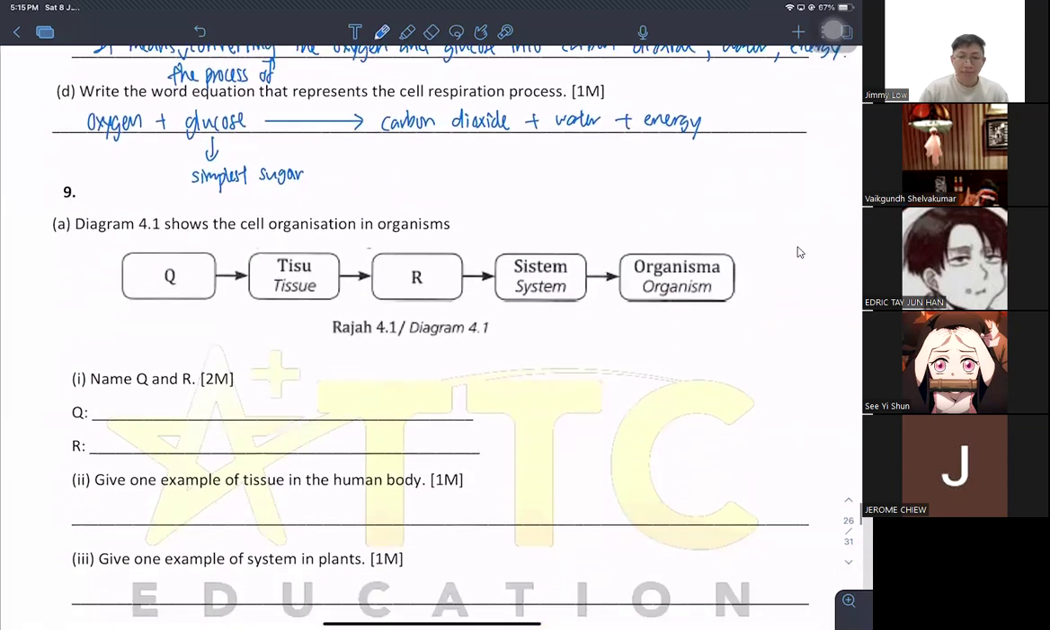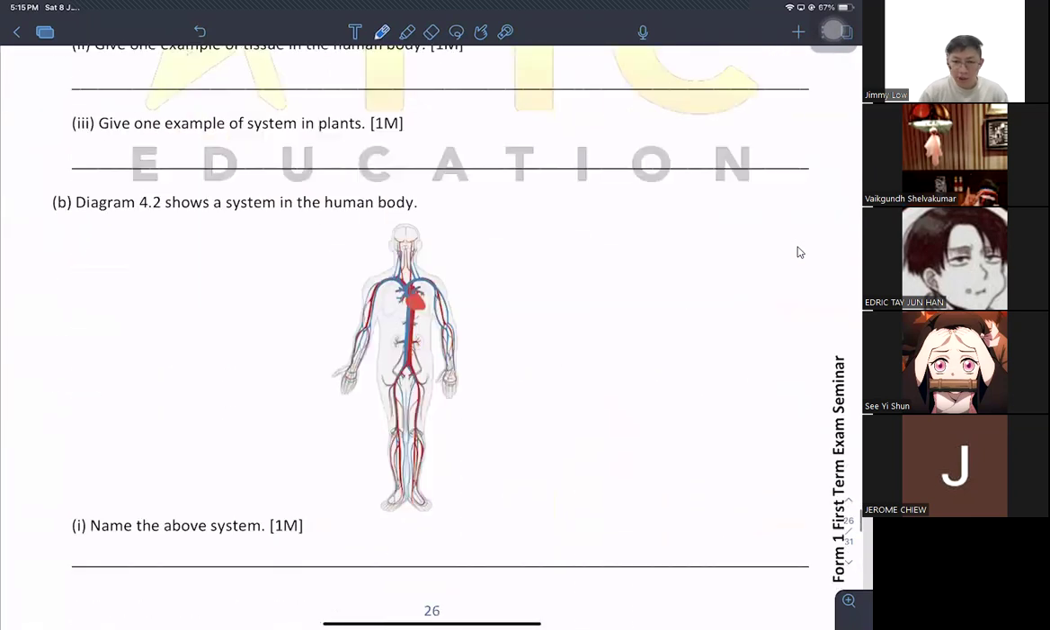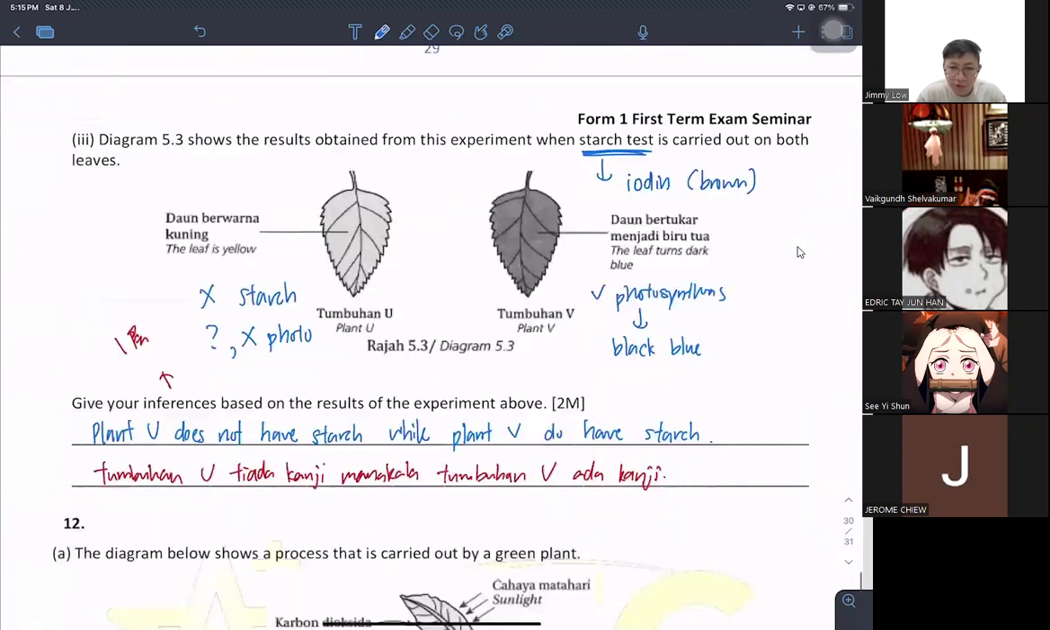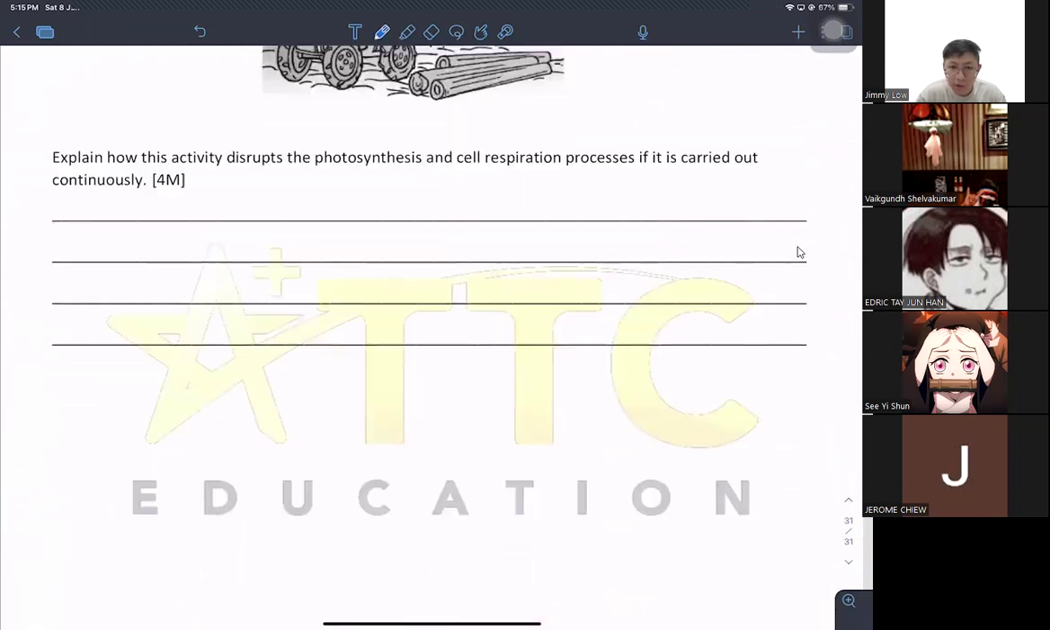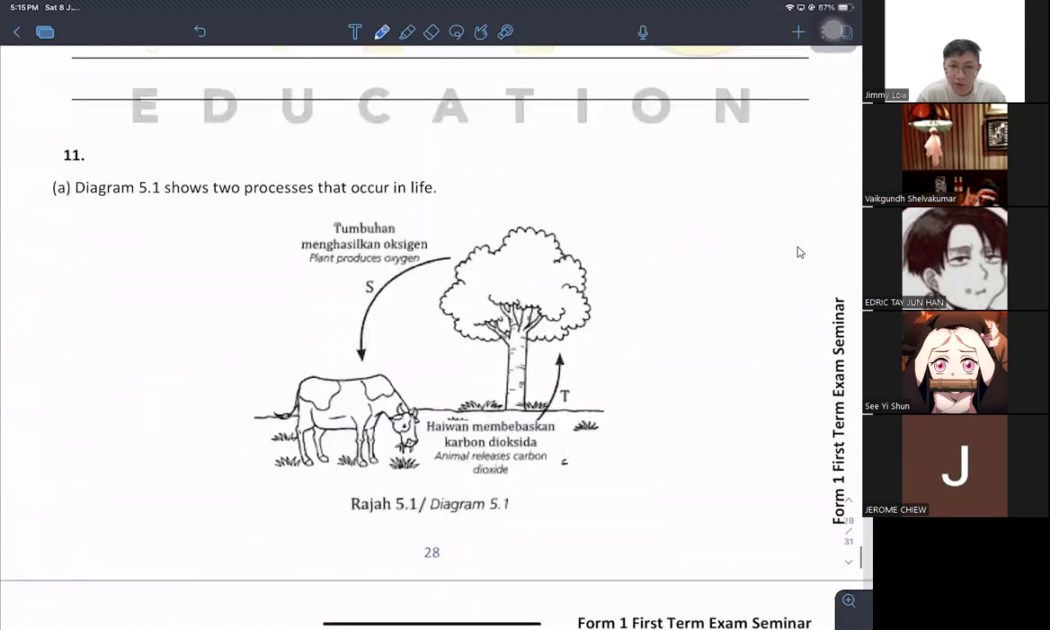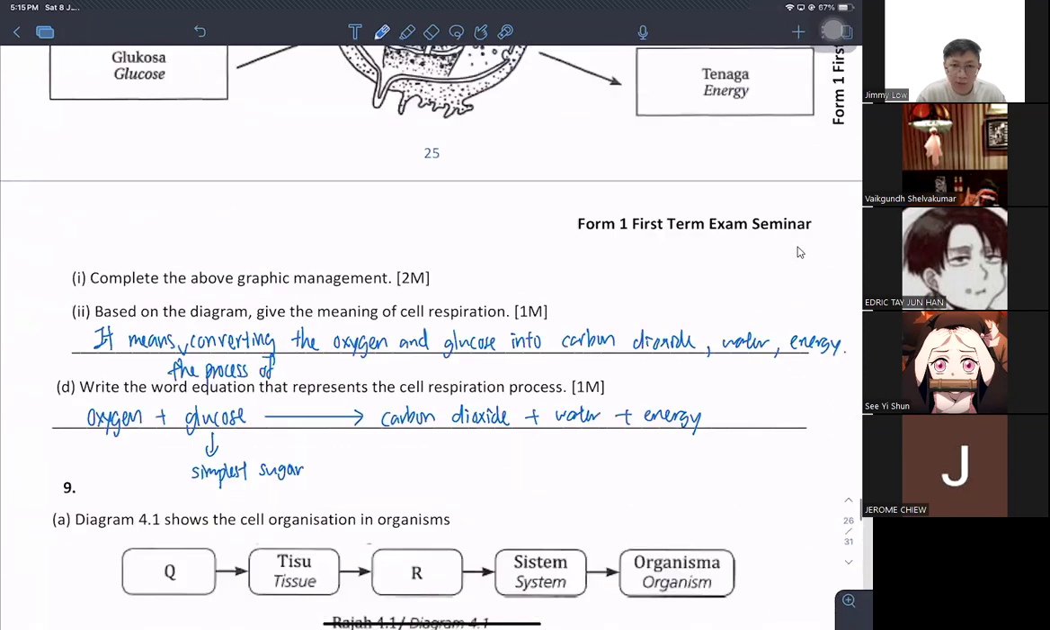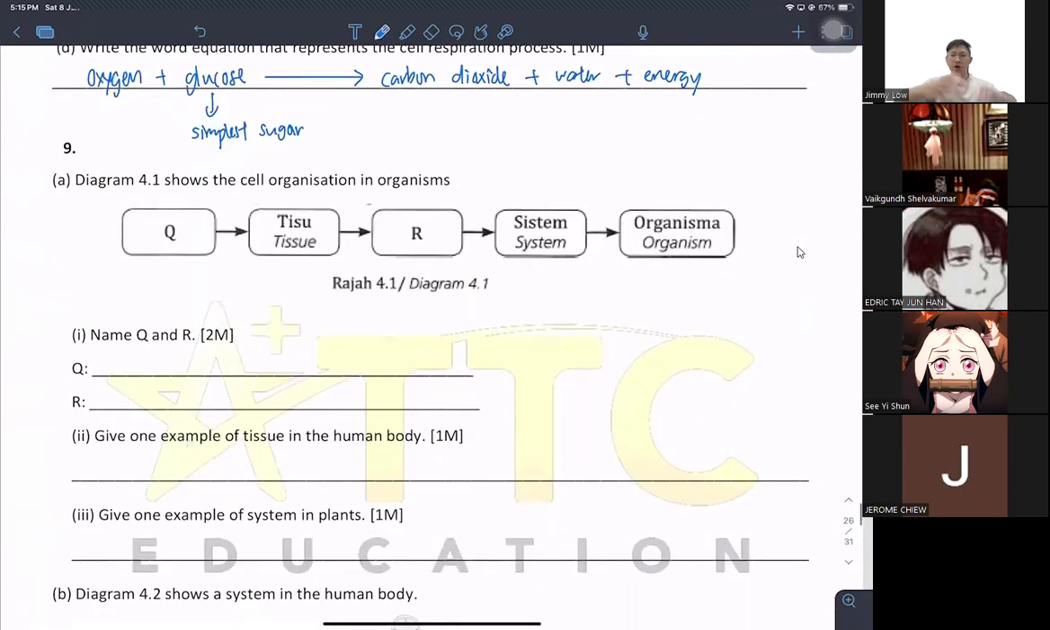Okay, cell organization. Hold on, let me see which question we have here. I think we can go through 3 more questions. Good. This one, cell organization in organism. So you see, from what thing to what thing, and then the process here, you have to know. So I just verbally speak.